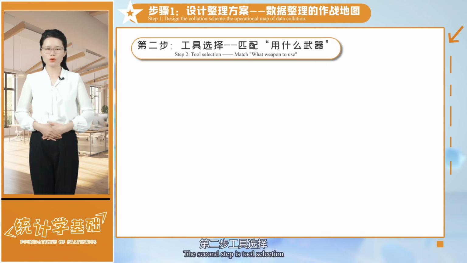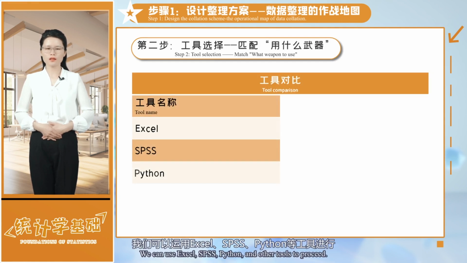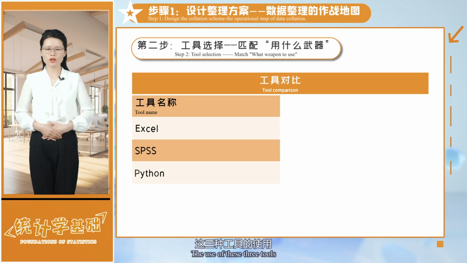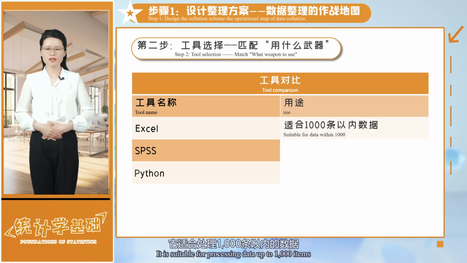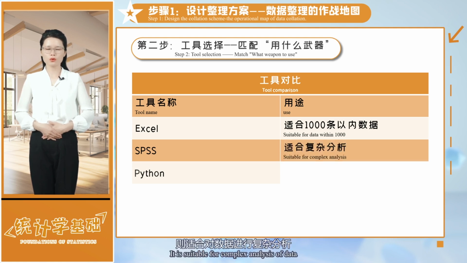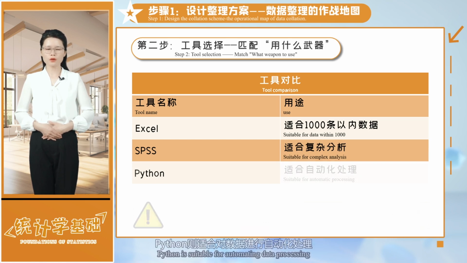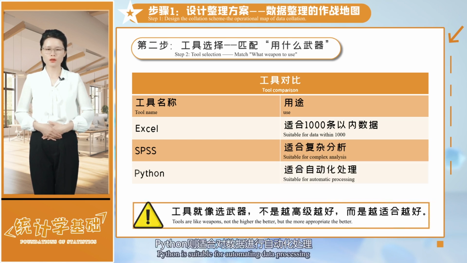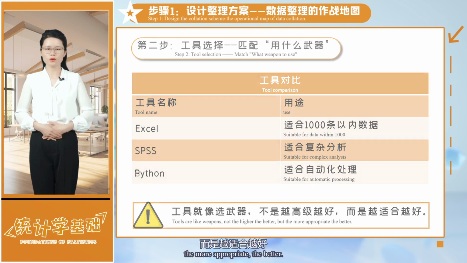The second step is tool selection. What weapon to match? We can use Excel, SPSS, Python, and other tools to proceed. The use of these 3 tools needs attention to their suitability. Let's look at Excel first. It is suitable for processing data up to 1,000 items. What about SPSS? It is suitable for complex analysis of data. Python is suitable for automating data processing. Choosing tools is just like choosing weapons. Not the more advanced the better, the more appropriate the better.